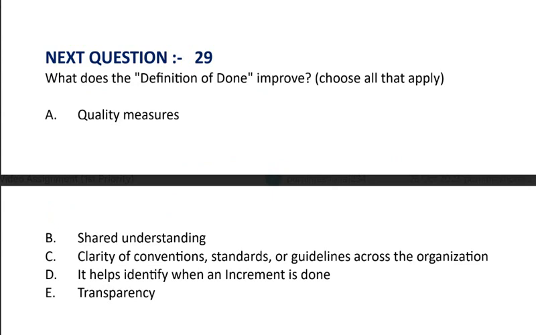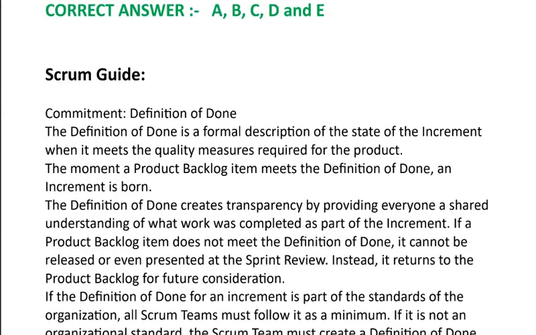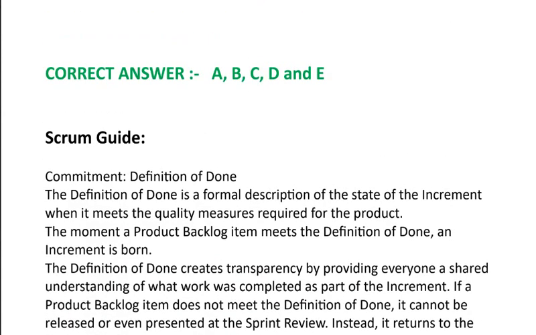Question is, what does the definition of done improve? Choose all that apply. Option A, quality measures. Option B, shared understanding. Option C, clarity of conventions, standards or guidelines across the organization. Option D, it helps identify when an increment is done. Option E, transparency. Correct answer is option A, B, C, D and option E.